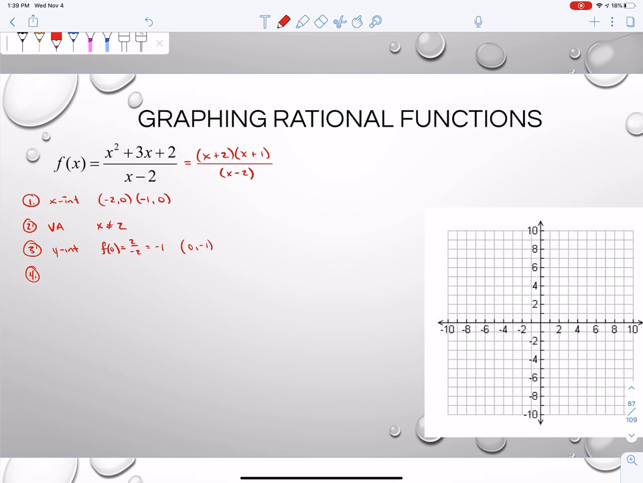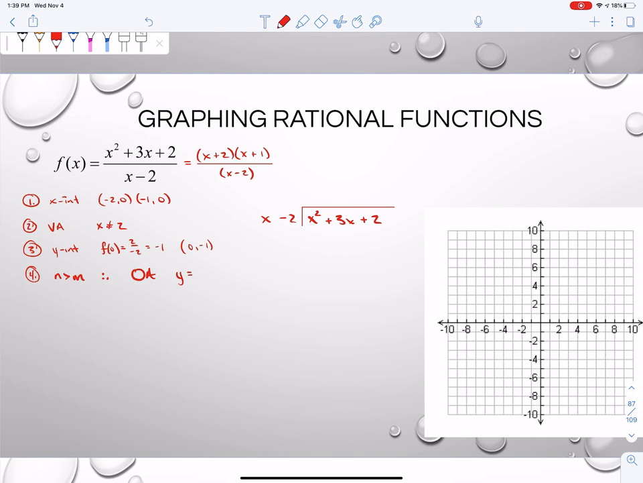Now, step 4 is where the fun happens. In step 4, I've got n greater than m. Therefore, I'm going to have an oblique asymptote, and it's going to be at y equals, and I need to figure this out. So let's come off to the side, and I'm going to divide x squared plus 3x plus 2 by x minus 2.